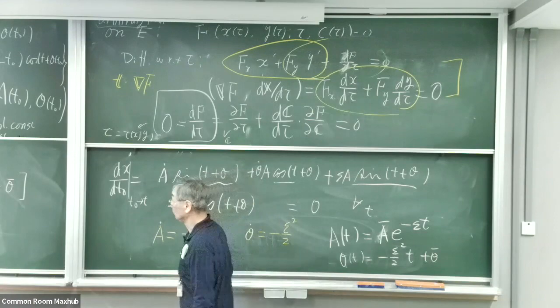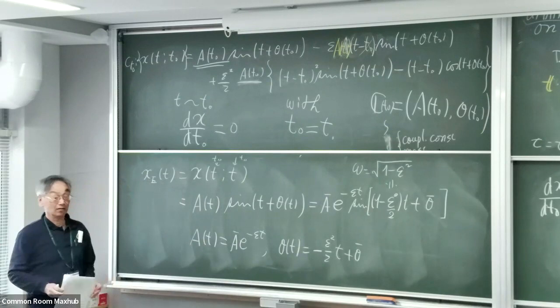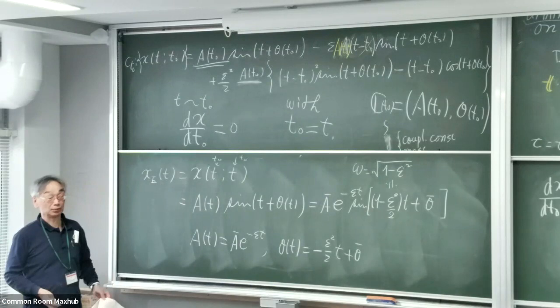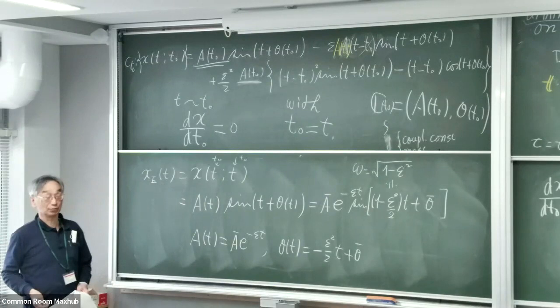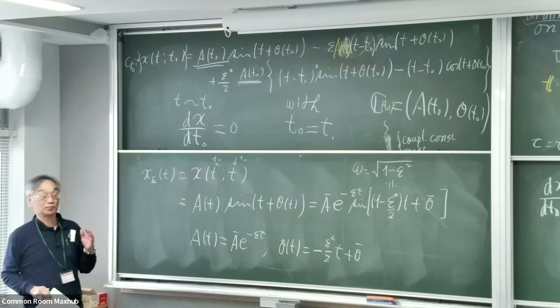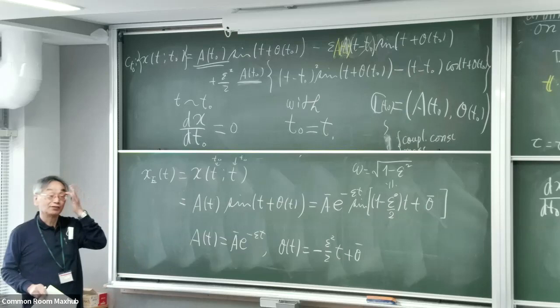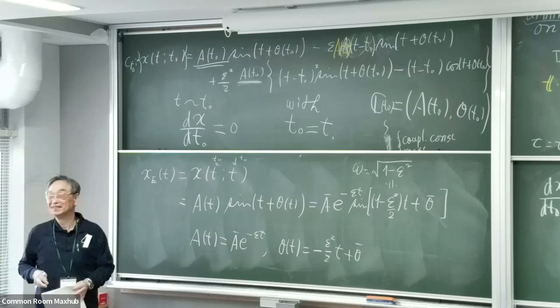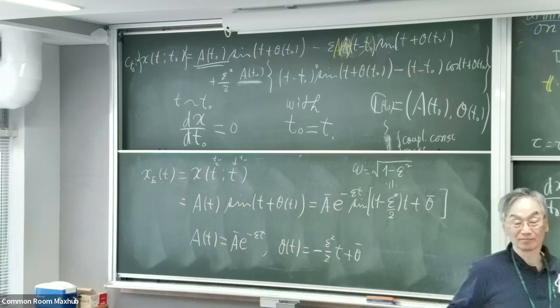So by construction of the envelopes from the naive expansions, which are only valid around arbitrary time t naught, we have a solution which is quite valid in the global domain of time. And also, we have extracted explicitly the reduced equation which governs the amplitude and the phase. This is a child equation of such a reduction theory. But still, it's valid only for small epsilon.